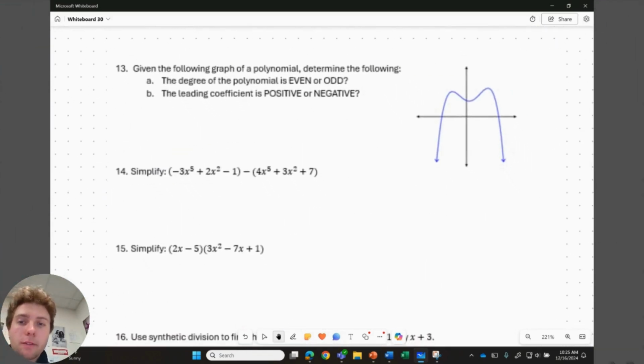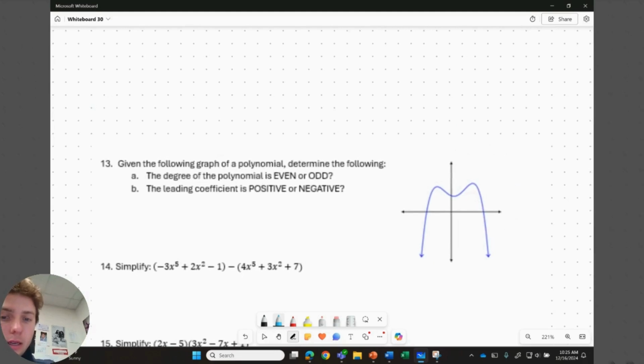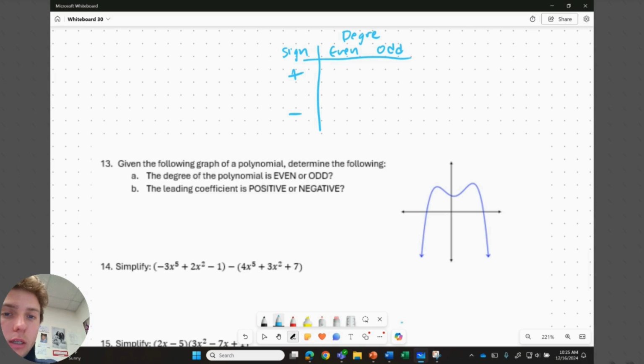Number 13, given the following graph of a polynomial, determine the following. One thing we talked about is end behavior. And end behavior has two parts. One that is the degree, which tells you even versus odd. And one that is the sign. And the sign tells you whether it's positive or negative. We learned that even degree always has both arrows going up. An even degree that is negative has both arrows going down.